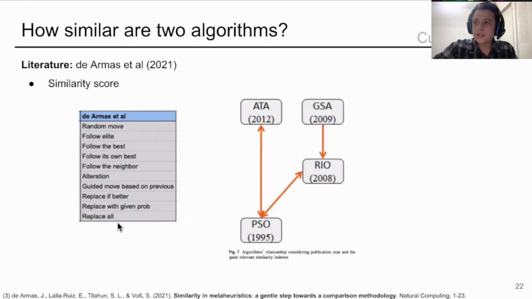Let me just go back to this slide. I'm thinking of doing this, not with genetic algorithm, but with PSO. It's something similar, where PSO has, for example, follow the best, follow its own best, and, if I'm not wrong, a guided move based on previous solution. So my idea is to shut down each of those strategies, so I have different types of PSO where each is lacking one of those strategies. And I would compare this. So similar to de Armas, I'm focusing more on swarm. I wasn't considering genetic algorithm, but no, it's still very interesting too.